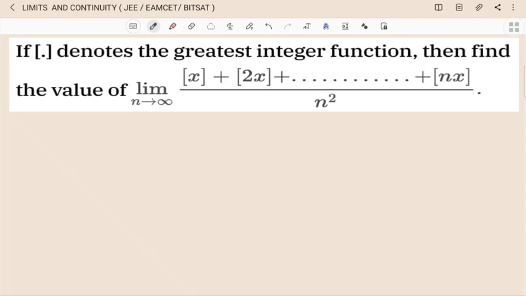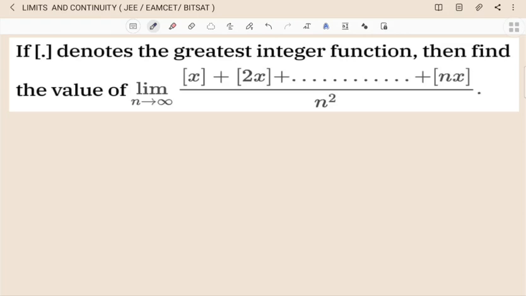In this video, we are going to discuss limits and continuity problems which are related to JEE Mains, EAMCET, and BITSAT questions. See here, the first question: if [x] denotes the greatest integer function, then find the value of limit n tends to infinity [x] + [2x] + and so on [nx], divided by n squared, is equal to.